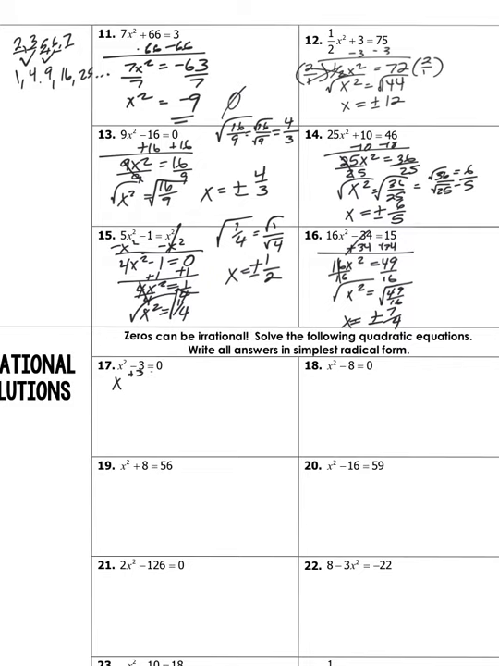Add 3 to both sides. X squared equals 3, square root, x equals plus or minus the square root of 3. And we don't have to simplify it any more than that, okay? Because if we were to do this in our calculator, the square root of 3 is a really long number. So why don't we just leave it as the square root of 3? Because it's nice and short and compact. Number 18, add 8 to both sides. Take the square root of 8.